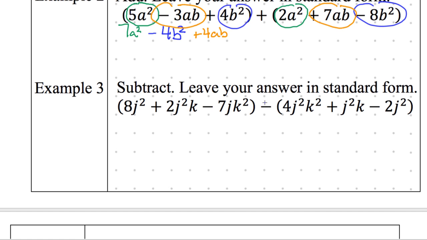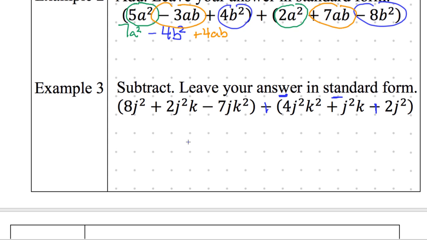So I'm going to make this into a positive. I'm distributing the negative. So this is now a negative here. This is now a negative here. This is now a positive here. So it's a negative 4j squared k squared. It's a negative j squared k. It's a positive 2j squared. That's how you distribute the negative and show your work for it. Now that I've distributed the negative, I have an addition problem because that turned into an addition sign. How do I do this now? What are the like terms? Do you see any? Can someone walk me through it with a quiet raised hand?